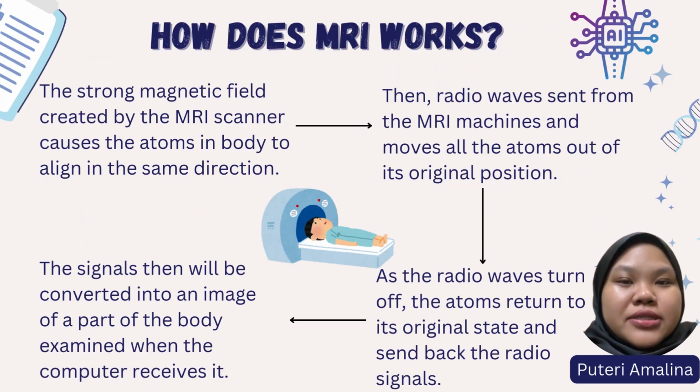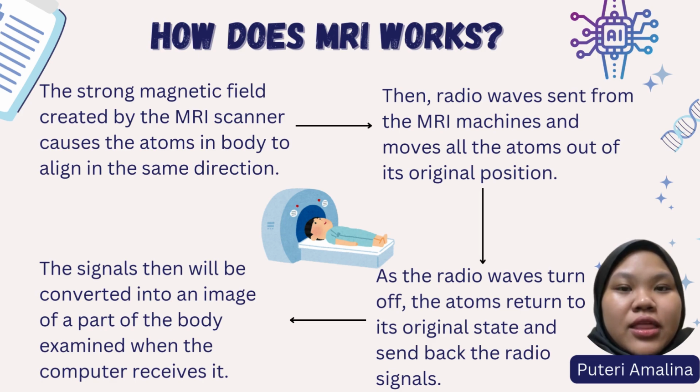How does MRI work? MRI works when the strong magnetic field created by the MRI scanner causes the atoms in our body to align in the same direction. Then, radio waves are sent from the MRI machine and move all the atoms out of their original position. Later the radio waves turn off and the atoms return to their original state, sending back radio signals. At last, the signal is converted into an image of the part of the body that was examined when the computer receives it, and the image appears on the computer screen.